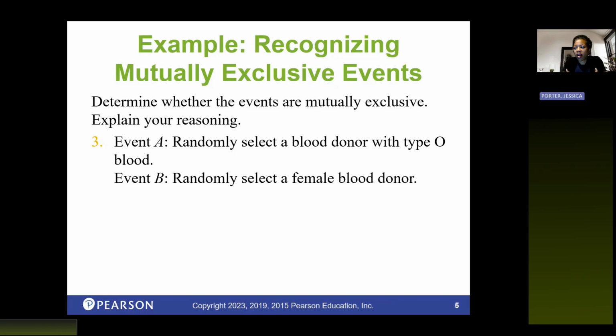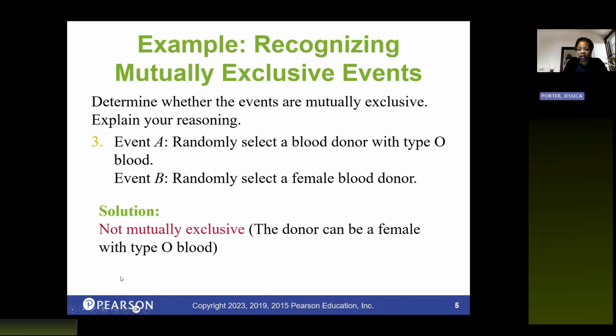All right. What about you randomly select a blood donor with type O blood and you randomly select a female blood donor? Mutually exclusive or not mutually exclusive? Got some nots. Couple of nots. We got some agreements there. Yep. The female can have an O blood type.